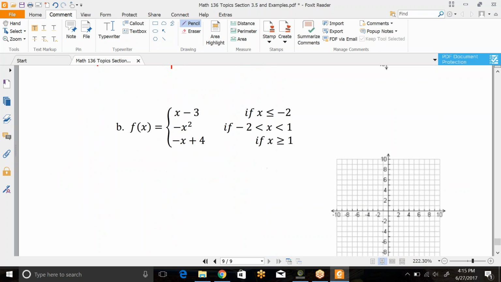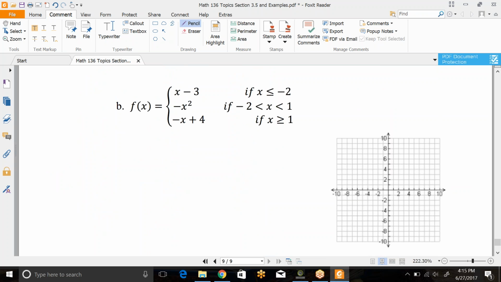So let's do one more of these. This one is just another variation. We have 3 different rows again, so 3 different parts. X minus 3 when x is less than or equal to negative 2. Negative x squared if x is between negative 2 and 1. And negative x plus 4 if x is greater than or equal to 1.